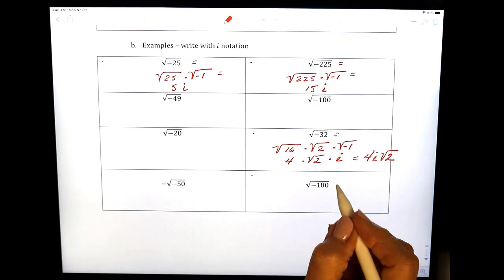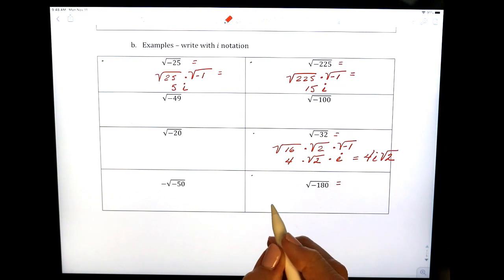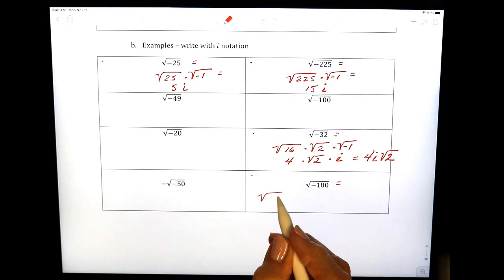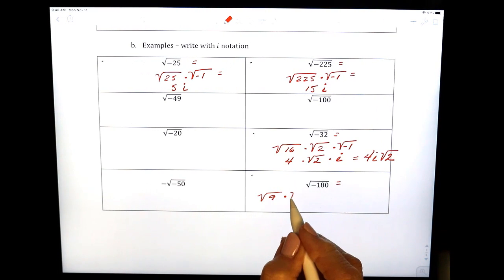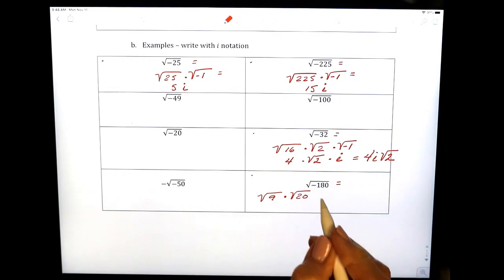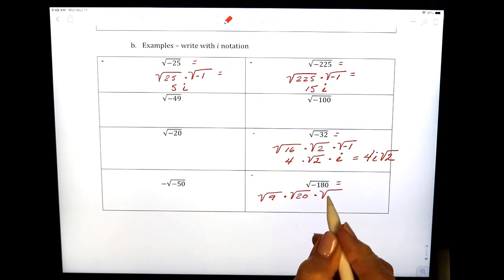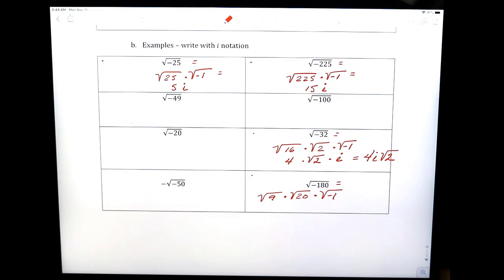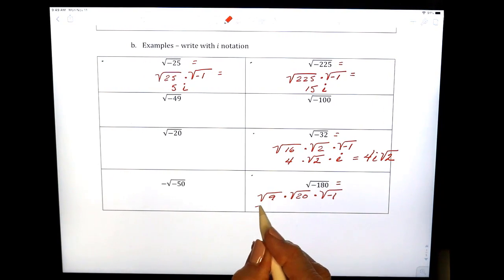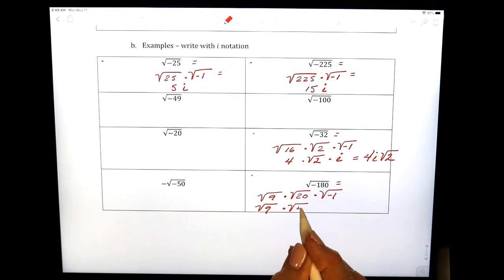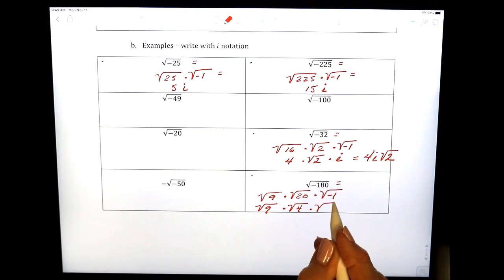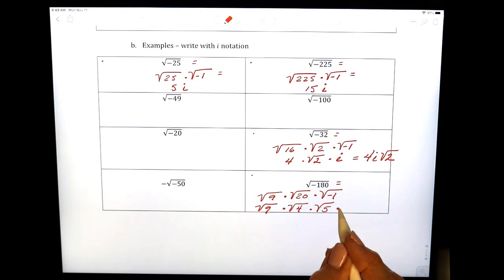And one more, when we work with the square root of -180, let's see, I think I'll do 9 times 20 times -1, and these are all square roots. I didn't say that. And then I'm noticing that within this 20 there's another perfect square, so let me go ahead and break that apart before I actually start to do the work.